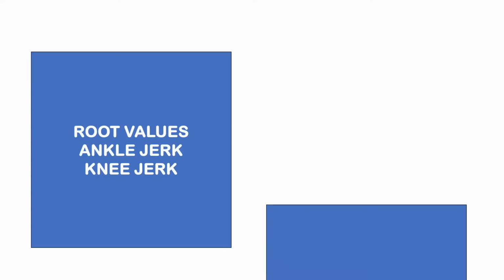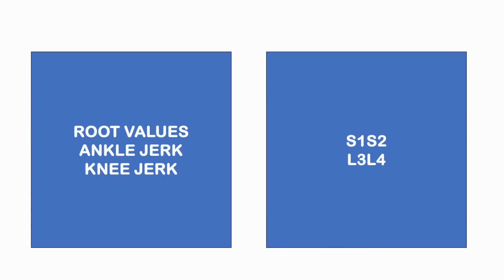What are the root values of ankle jerk and knee jerk? So the ankle jerk is S1, S2, knee jerk is L3, L4. So S1, S2, L3, L4.